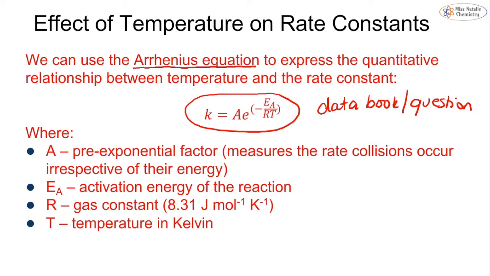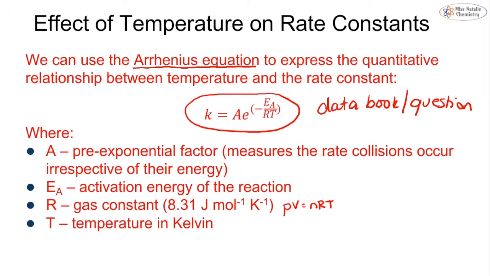If we just go through what each of the terms are, so k we know is the rate constant. We've been discussing that a lot in this topic. A is something called the pre-exponential factor, and this just measures how many collisions occur regardless of their energy. We're not too worried about that number just now. We have EA, which is the activation energy. We have R, which is the gas constant, and we met that back in PV equals nRT. And we have T for temperature, and making sure that temperature is always in Kelvin.